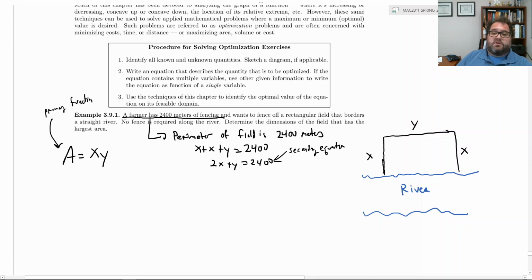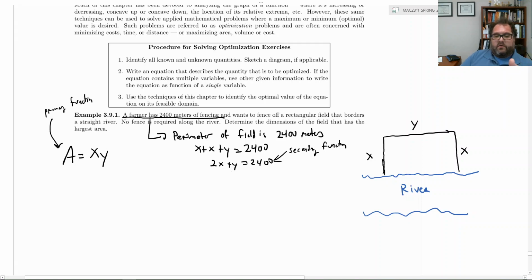Or secondary function, maybe. I'll call it a function, since we called the other one a function. Secondary function. It is a function. It's also an equation, I suppose. But we can use that secondary function to now rewrite the primary function.